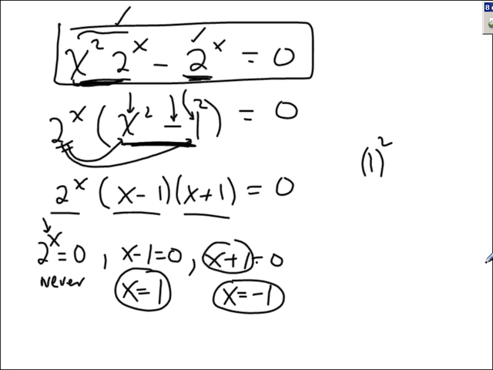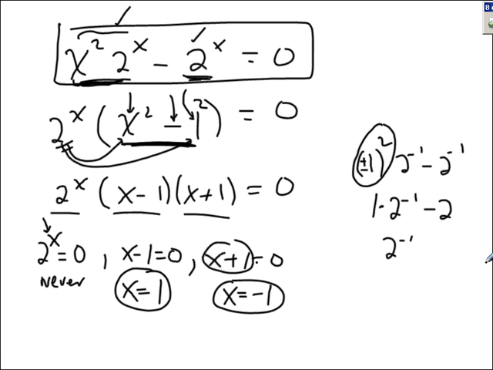1 squared times 2 to the negative 1 minus 2 to the negative 1. Well, the big thing here is whether we plug in plus 1 or minus 1 in that bracket. When we square it, we get 1. And 1 times 2 to the negative 1 is 2 to the negative 1. If this piece is 2 to the negative 1, and you're taking away 2 to the negative 1, indeed, you're getting 0.